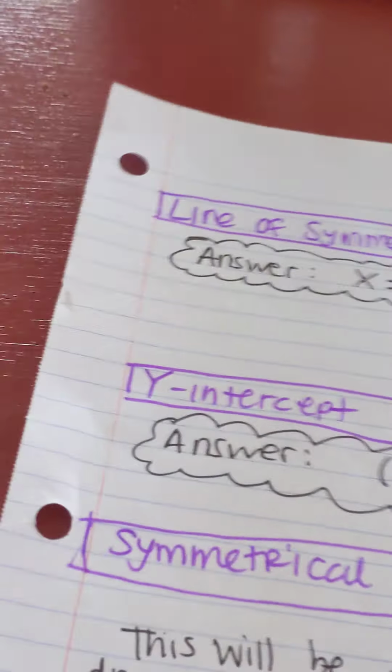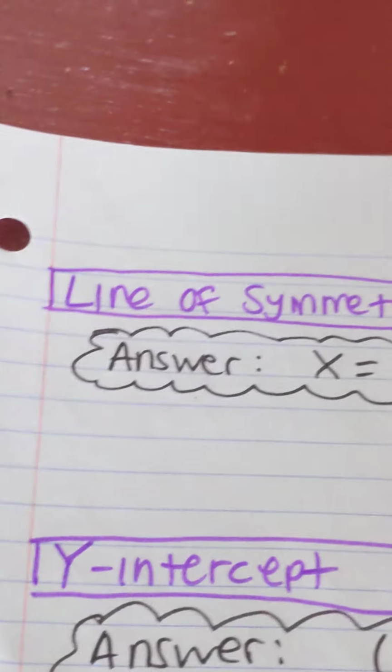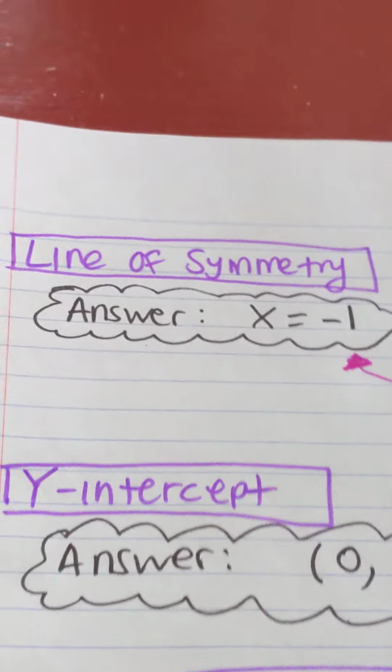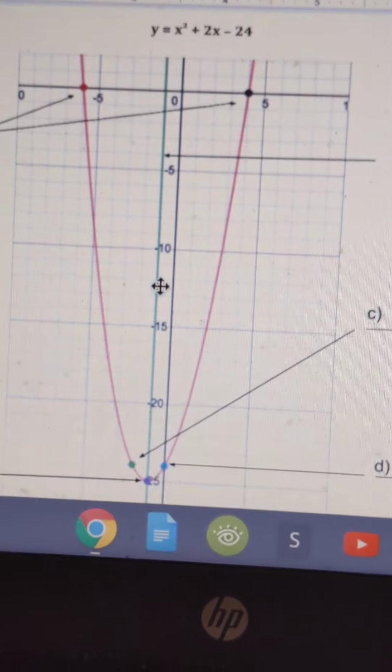Line of symmetry. The equation for the line of symmetry is the same as the x-coordinate of the vertex. Well, the vertex we got was negative 1 for x. So the line of symmetry is x equals negative 1. You draw the line of symmetry with a dotted line. So in the graph on the second page of your worksheet, notice that the green is your line of symmetry. It's the line that cuts a parabola in half.